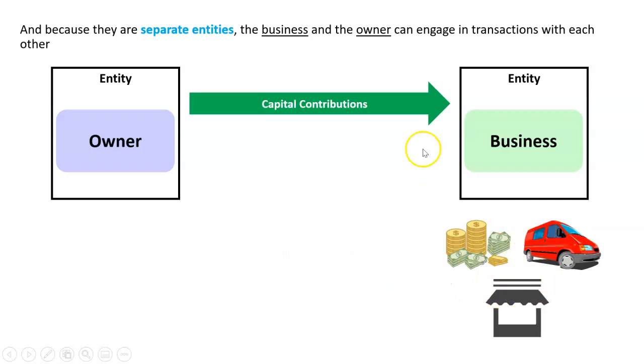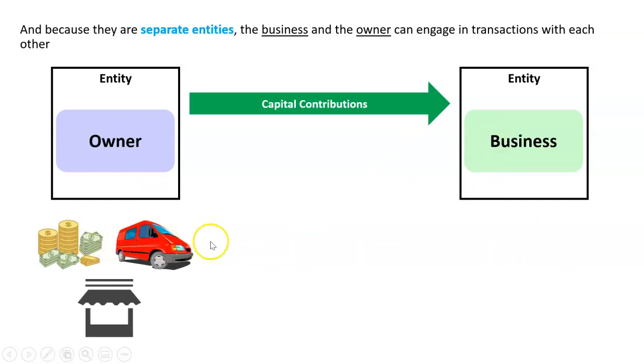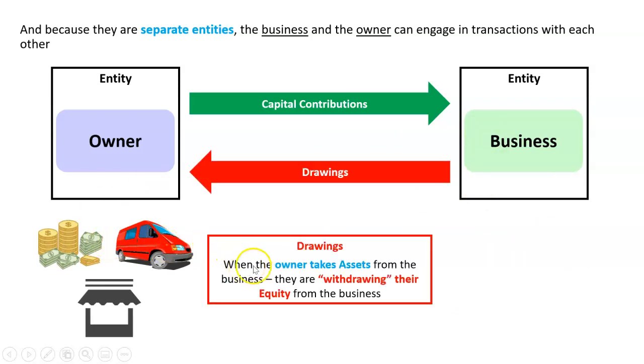But that goes both ways because the business can also give assets to the owner. That is called drawings. That is when the owner takes assets from the business. They are withdrawing their equity. Now, that sounds bad. You're taking a car from the business. Well, that's your right as the owner. You're allowed to withdraw your capital. The thing to remember now is when we do that, it doesn't just have to be money. That's the most common example we'll deal with. But the owner can take out drawings in the form of cash, car, property, or any asset that the business has.